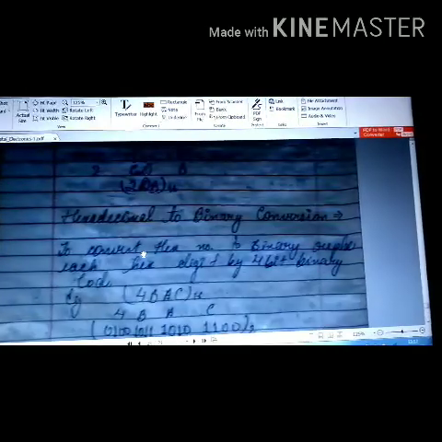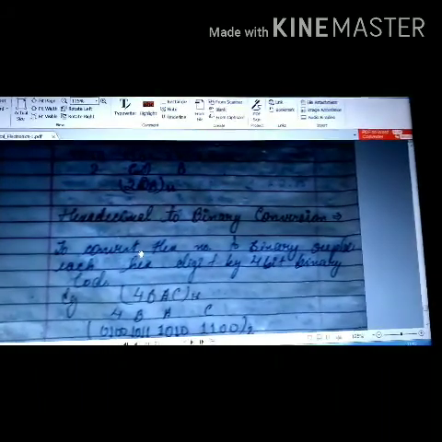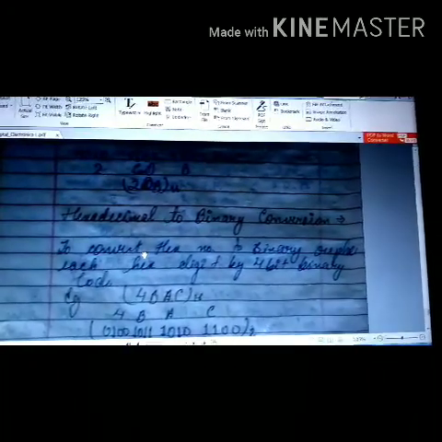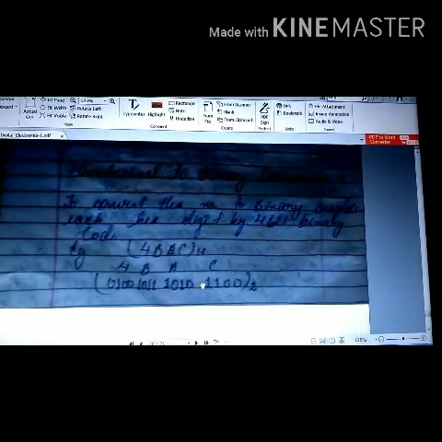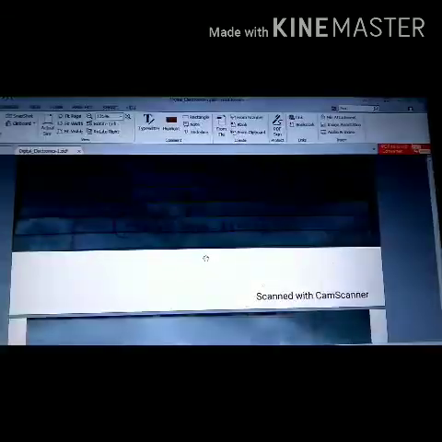Hexadecimal to binary conversion is very similar, the same method. To convert a hex number to binary, replace each hex digit by its 4-bit binary code. So suppose I have used 4BAC. So 4 is 0100, B is 1011, A is 1010, C is 1100 to the base 2. And in this way we can get the equivalent binary number.